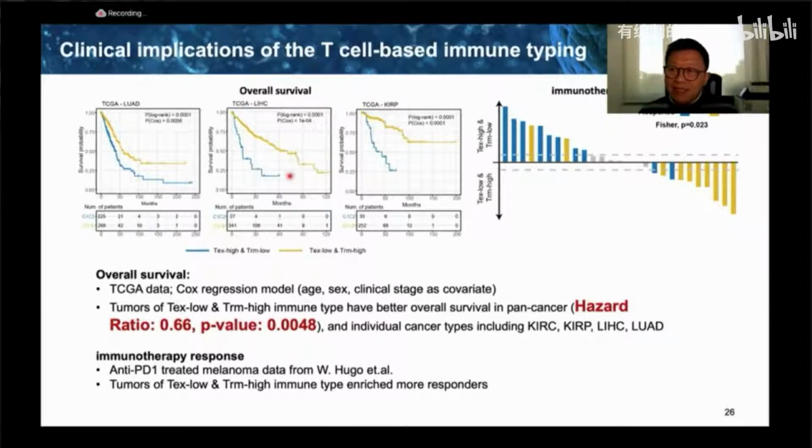Now, the T cell-based immune typing has potential clinical implications. First, based on the TCGA large cohort analysis, tumors with TEX low and TRM high tend to have better overall survival in both pan-cancer and individual cancer types, such as in renal cancer and liver cancer. Okay. Second, in the anti-PD-1 treated melanoma, tumors of the TEX low and TRM high immune types tend to be responders. And the opposite, the tumors of the TEX high and TRM low immune types tend to be non-responders.